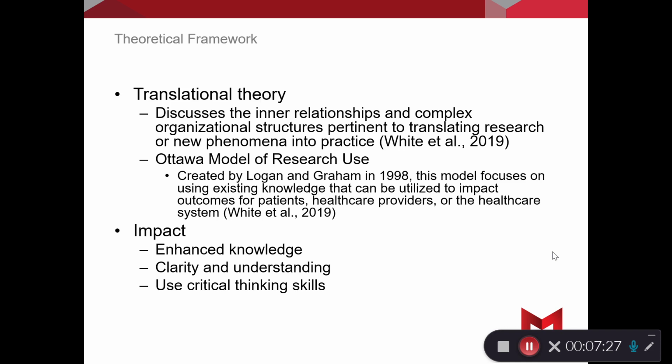So as a result of understanding and increasing this knowledge, it has brought clarity and understanding to my project by making these connections and relationships, and it has also helped me utilize critical thinking skills by understanding how these factors can contribute to bringing this evidence into my practice in the near future.